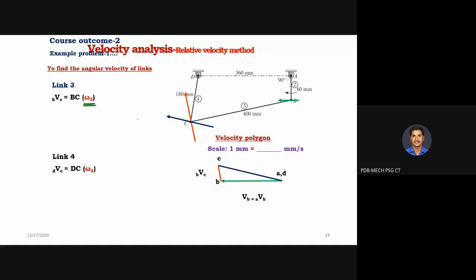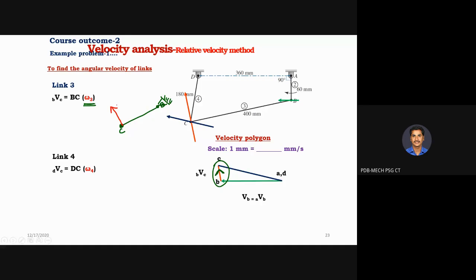Okay, you consider link BC alone. Okay, B and C, then link 3. So B is your fixed point. Okay, your C is the rotating point about point B. Okay, where the vector is moving. Okay, that BC vector is moving. This red color vector, it goes like this. Am I right or not? Previous slide I have drawn. Okay, this direction. So you draw this vector in this point C.